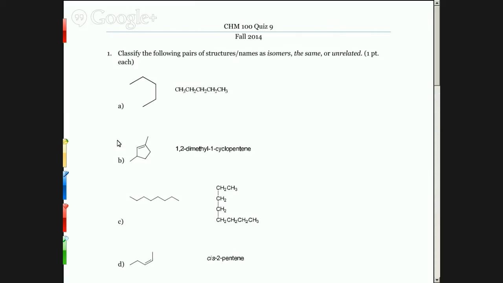The other way to do it is to take one of the structures and put it in the form of the other one. So if you've got a line structure and a condensed structure, maybe you make a line structure out of this so that you can more easily compare them. Or maybe you make a condensed structure out of this so you can more easily compare them. So that's kind of the way to do that, one or the other. Either use the names or put them in a comparable form. And we'll look at both.